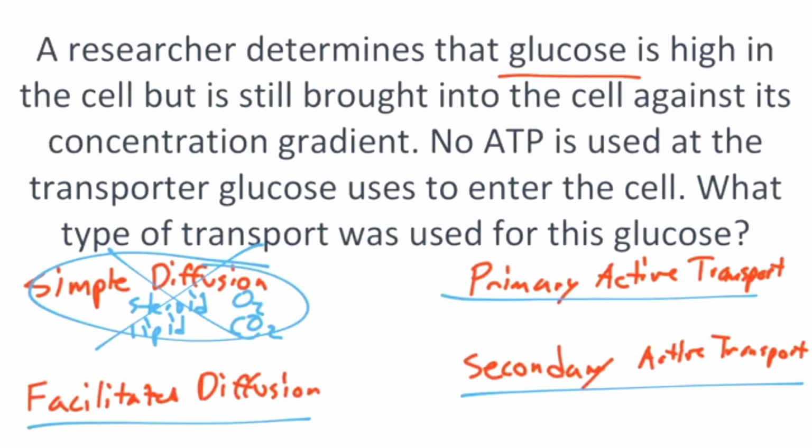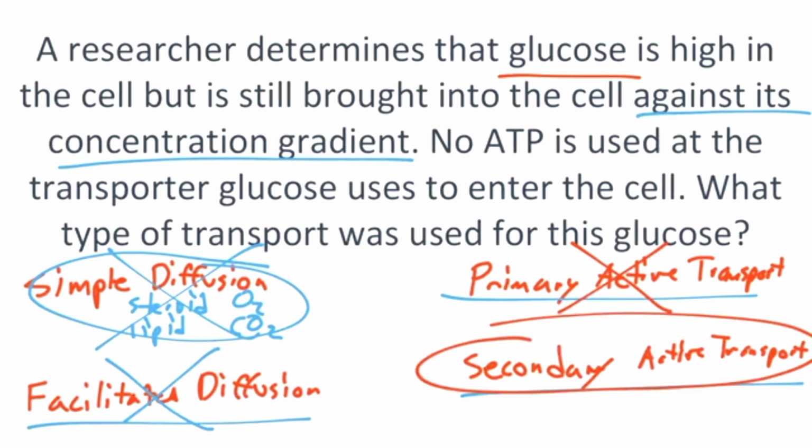We also know that glucose is moving into the cell against its concentration gradient, as is mentioned in the question stem. This means that we can rule out facilitated diffusion. So it must be primary active transport or secondary active transport. The question stem states that no ATP is used at the glucose transporter, so we can rule out primary active transport, leaving us with secondary active transport.